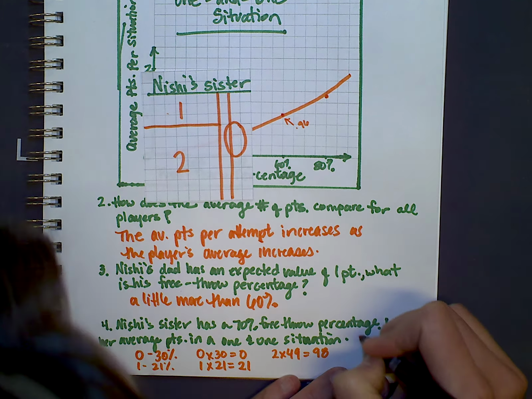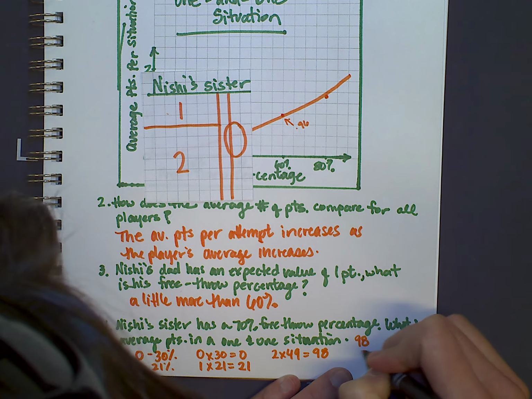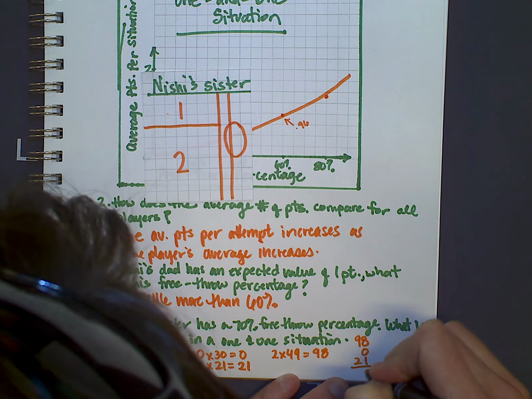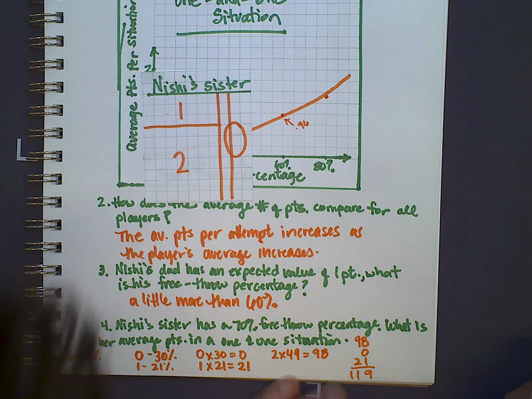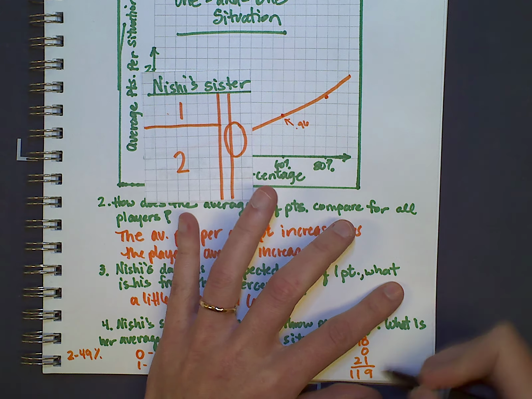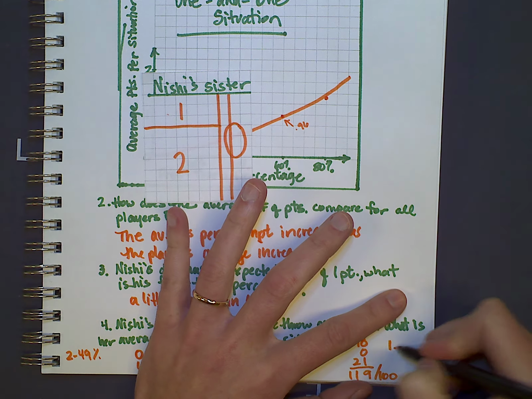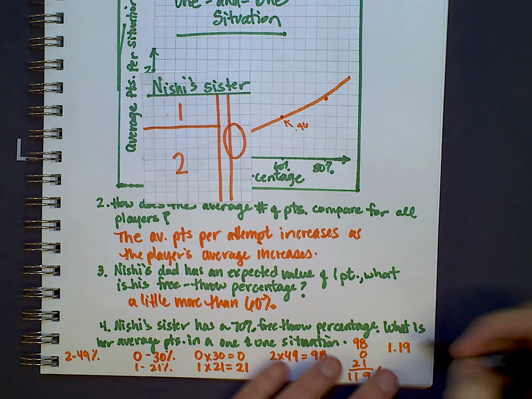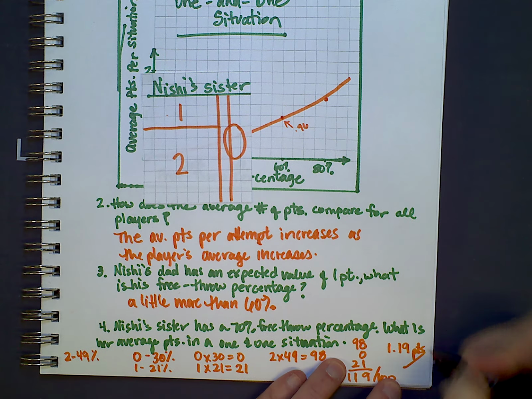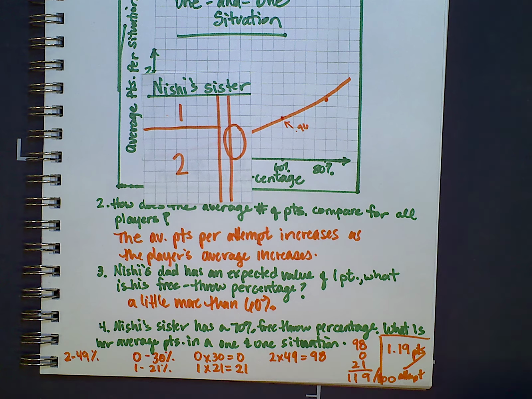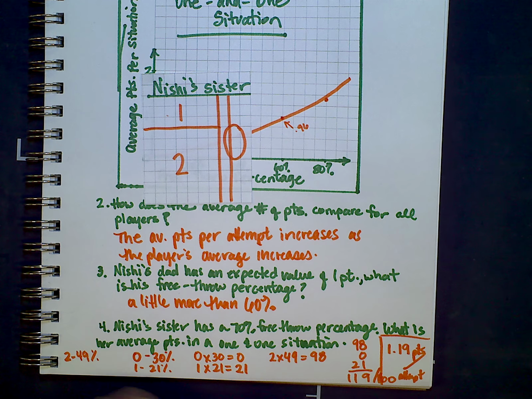So now I'm going to add up my 98, my 0, and my 21, and I get 119. I'm going to divide that by 100 so we can get our average points per attempt. And so we would expect her to make 1.19 points per attempt, per time at the free throw line in a 1-on-1 situation. All right, I hope that helps everybody.